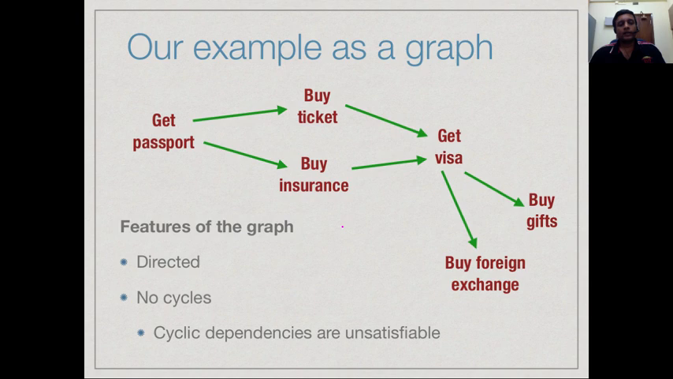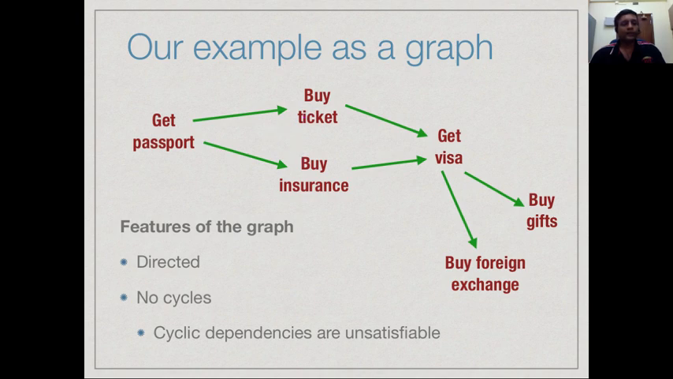So this class of graph is an important class, and it has 2 important features. One is, of course, it is directed because these dependencies are from one task to another task. It's not a symmetric dependency. And there are no cycles. If you had a cycle, it would mean that a group of tasks depend on each other. So there's no way to start because each task depends on something else in the cycle.